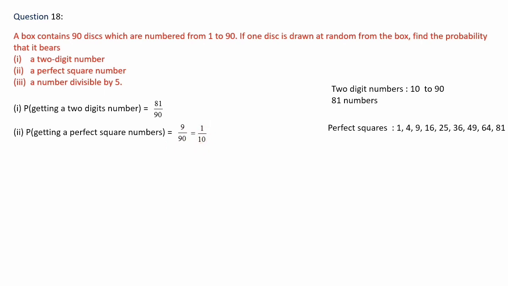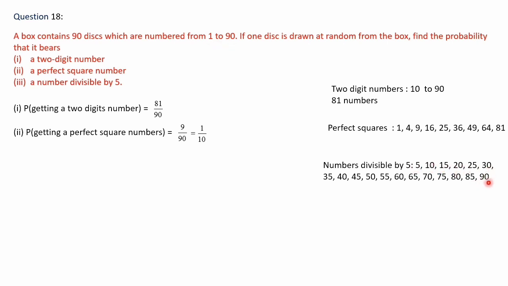You can cancel and write. Next is question number 3, a number divisible by 5. So from 1 to 90, which are the numbers divisible by 5? In the sense you can just write the multiples of 5. So 5, 10, 15, 20, etc.